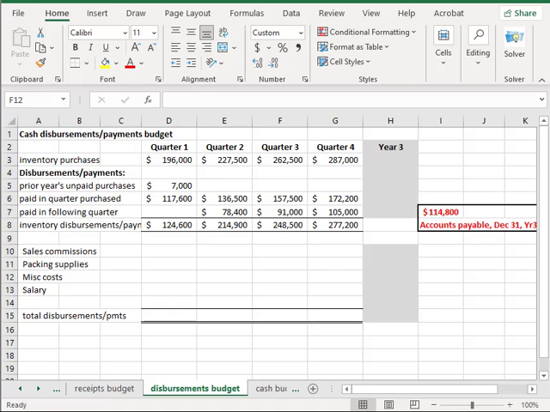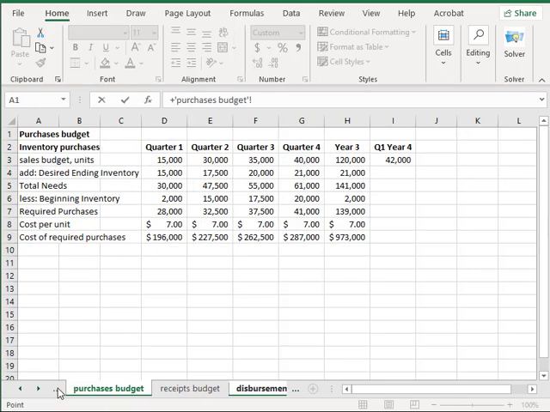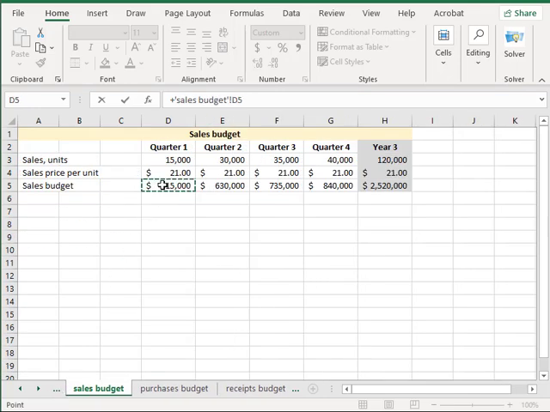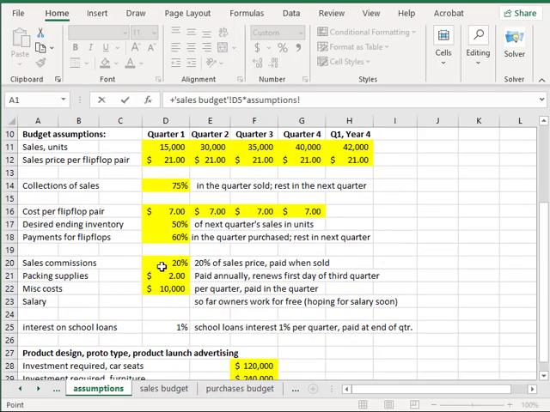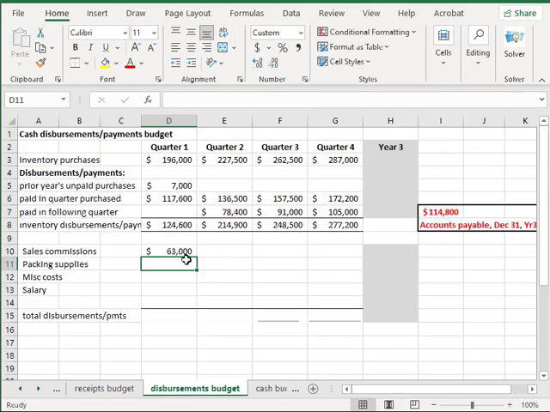We have sales commission, and sales commission is a percent of sales. So we're going to calculate that. So let's go here. We need sales for the first quarter times, what was the assumption here? 20%. 20% of the sales, and it's paid when sold. Okay, so there's no delay there.